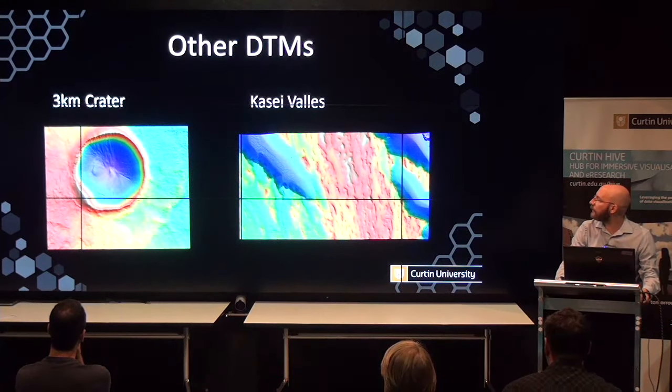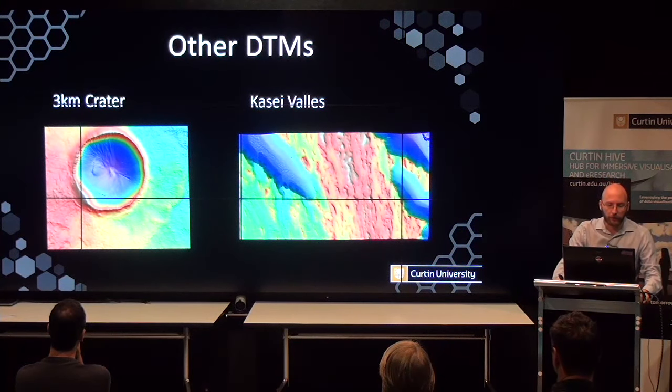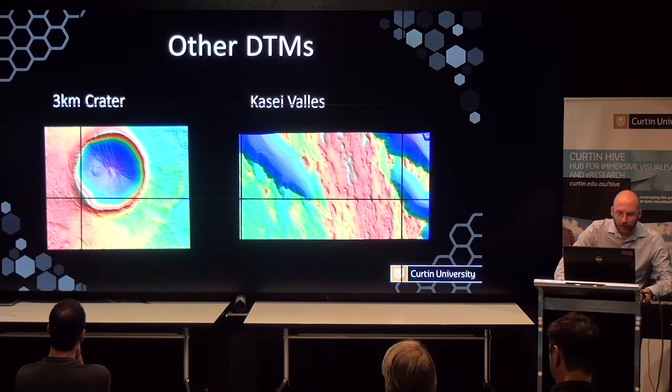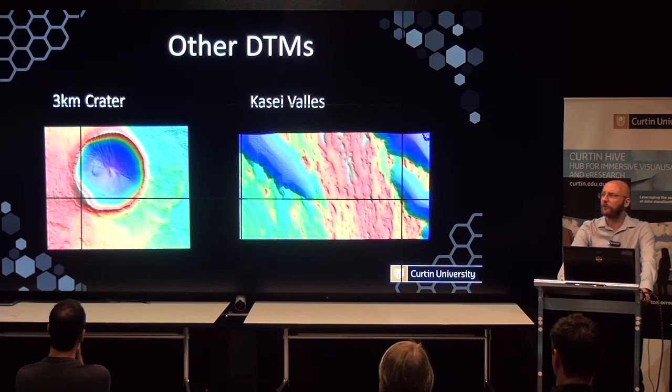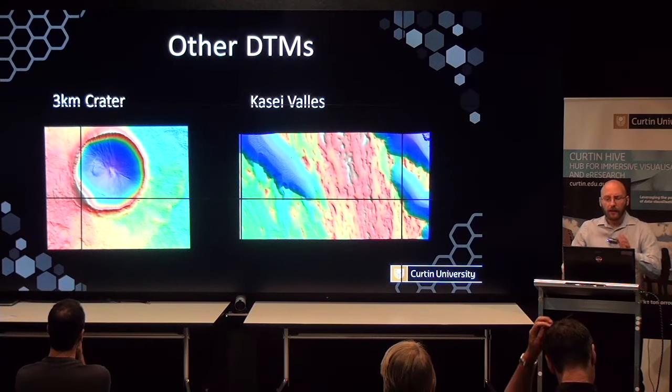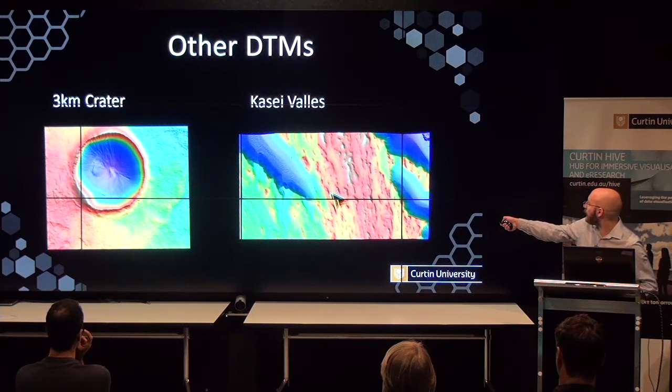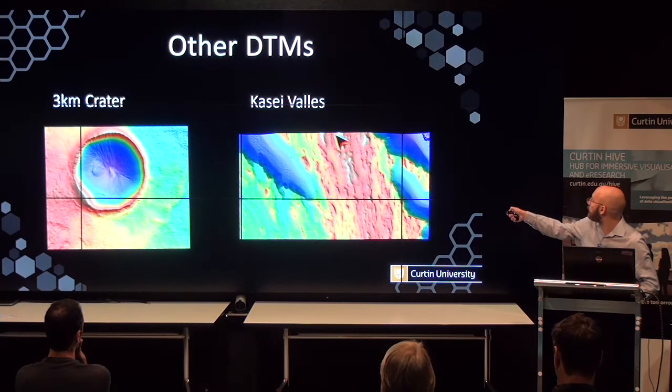The two other DTMs I used were this 3 kilometer diameter crater that NASA named a 3 kilometer crater, really giving their creative muscles a workout there. The reason I chose this one was because it fits almost perfectly into a Unity terrain, and the other one I chose was Casa Valles, which I used because of this really distinctive lava flow formation, and because of these valleys where sand is pooled at the bottom and formed some really nice flowing dunes.